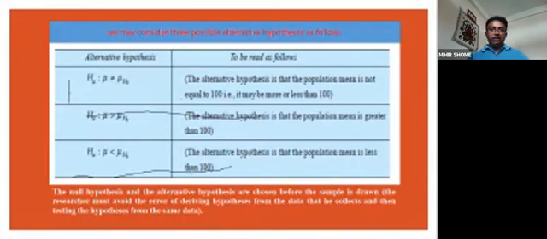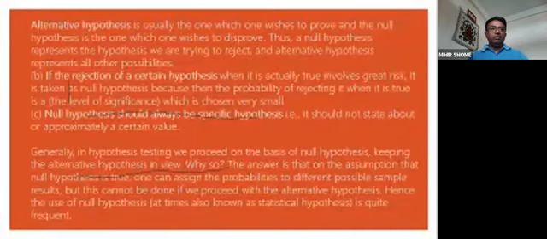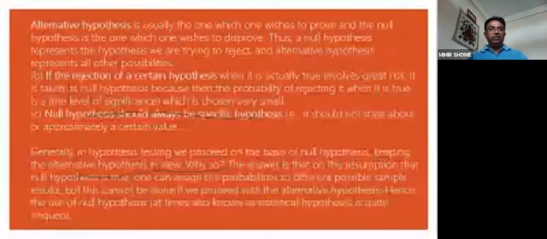less than 100. The null hypothesis and the alternative hypothesis are chosen before the sample is drawn. The researcher must avoid the error of deriving a hypothesis from the data that he collects and then testing the hypothesis from the same data. Alternative hypothesis is usually the one which one wishes to prove, and the null hypothesis is the one which one wishes to disprove. Thus, a null hypothesis represents the hypothesis we are trying to reject. An alternative hypothesis represents all other possibilities.